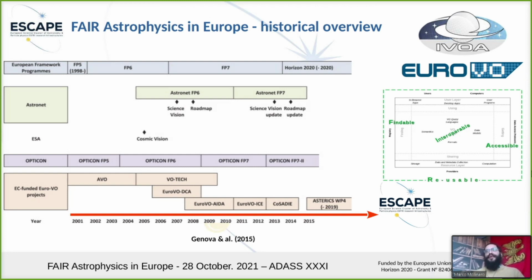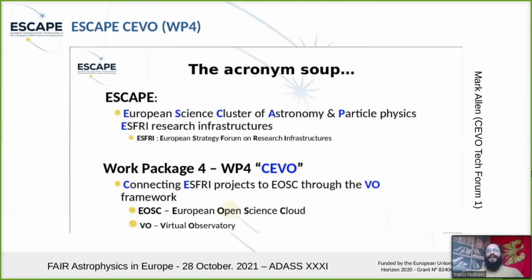Being part of the IVOA, the EuroVO is simply the way to connect and coordinate European activities in the VO landscape. On the left side, you see that historically this has been side by side with the IVOA for a long time. Nowadays, the VO activities are mainly dealt with within the ESCAPE project, in a work package called CEVO, which stands for Connecting ESCAPE project to EOSC through the VO framework. So this is sort of an acronym soup and a short introduction to the ESCAPE project that you can check also. There are other posters for this also.